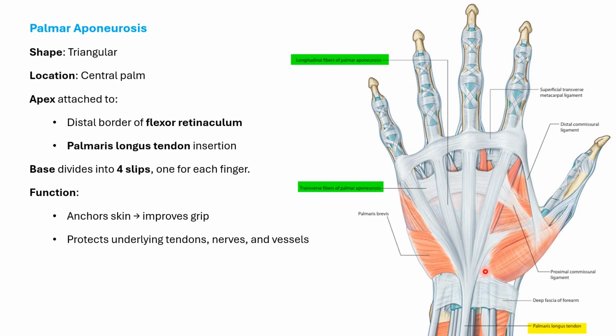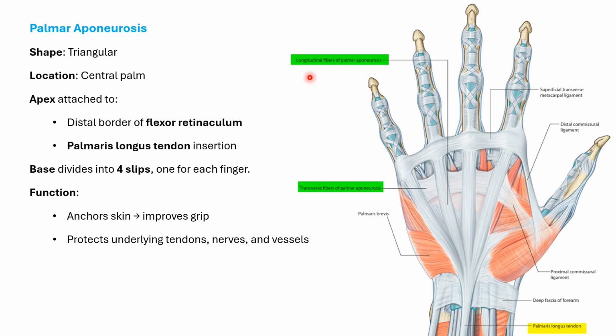It has a triangular shape and is located in the central palm, and it has two parts, the apex and the base. The apex is attached to the distal border of the flexor retinaculum and the palmaris longus tendon insertion. You can see this is the palmaris longus tendon and this is the flexor retinaculum. And this is the base. The base is divided into 4 slips, one for each finger. You can see this is the palmar aponeurosis.